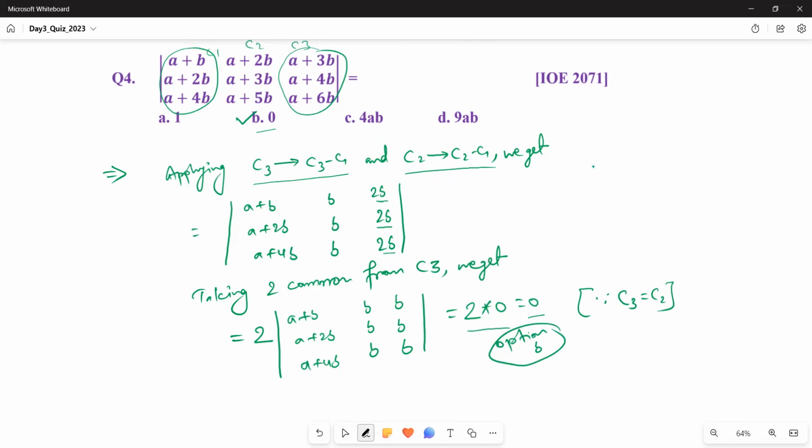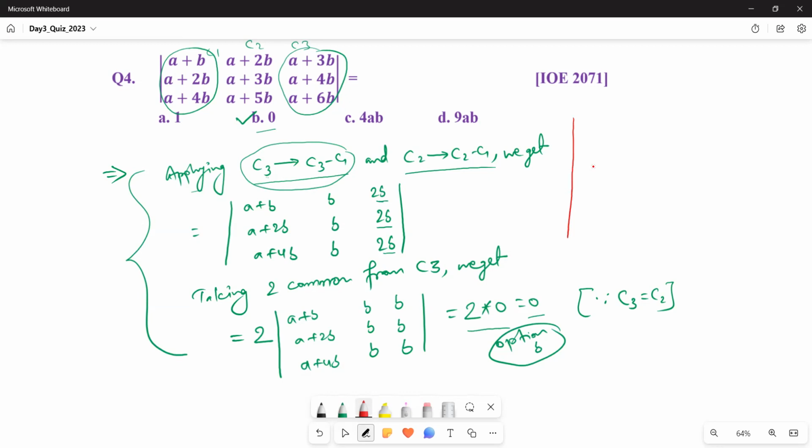And again, in an entrance exam you don't need to write all these steps. You can just think that you are applying this. You don't need to write the word applying there, right? You can rather write C3 changes to C3 minus C1 and C2 changes to C2 minus C1, and then you can just start with this one. I'll write in red color here what you'll have to do in an entrance exam, or even if you don't write it, that's fine if you can do the calculation in your mind.